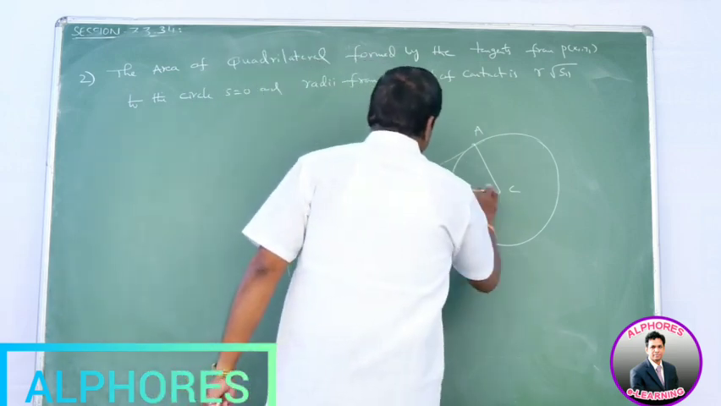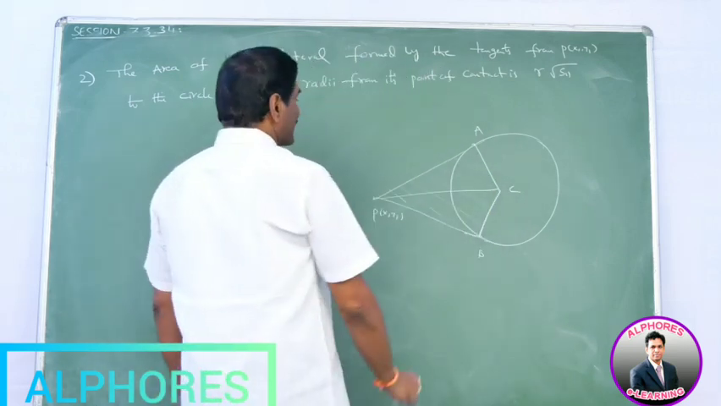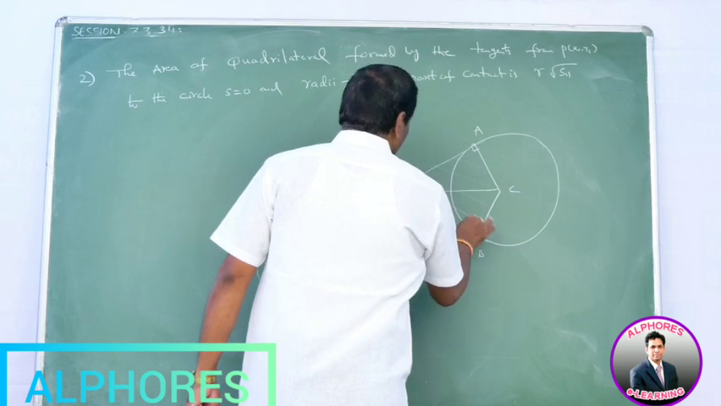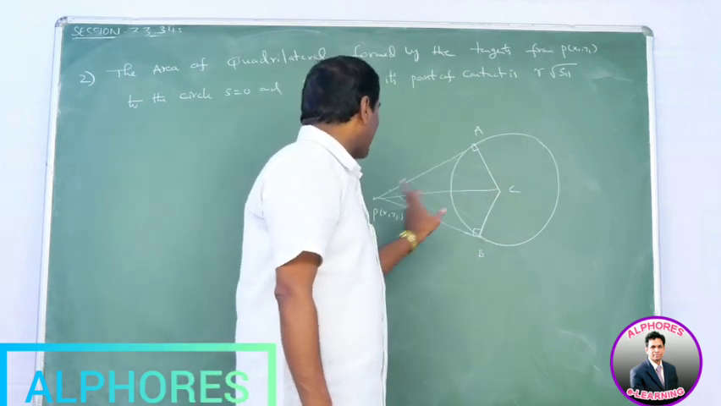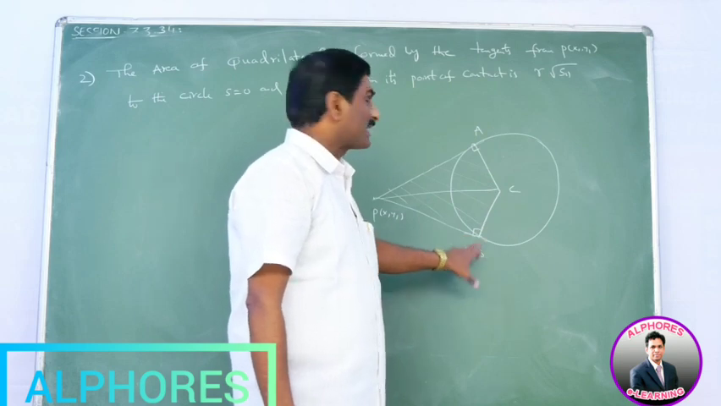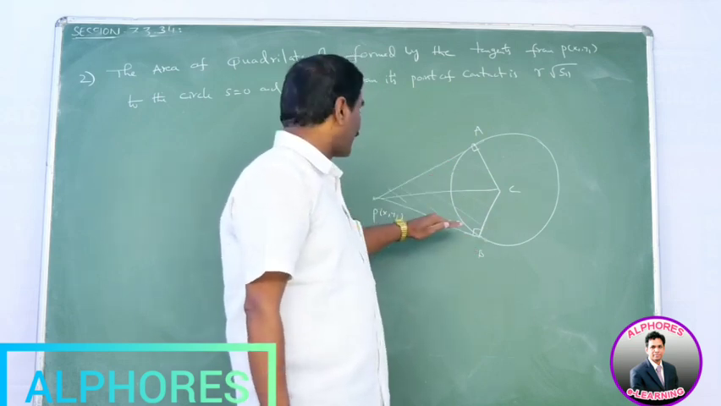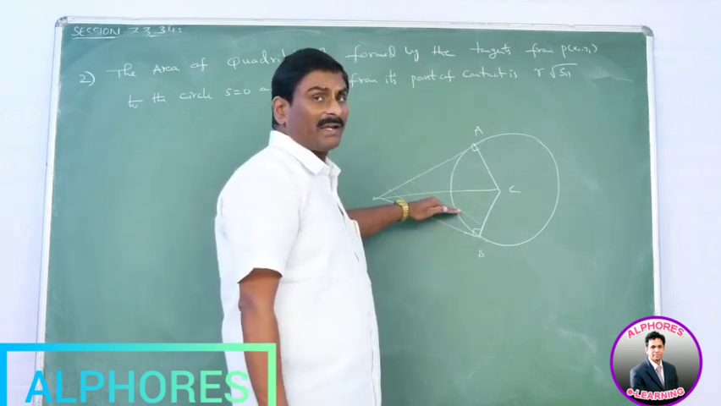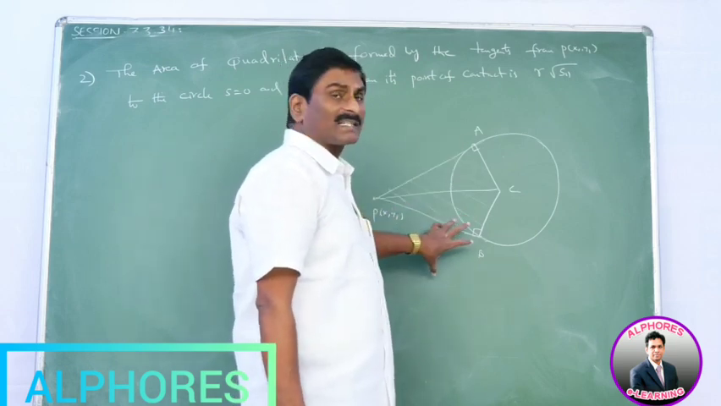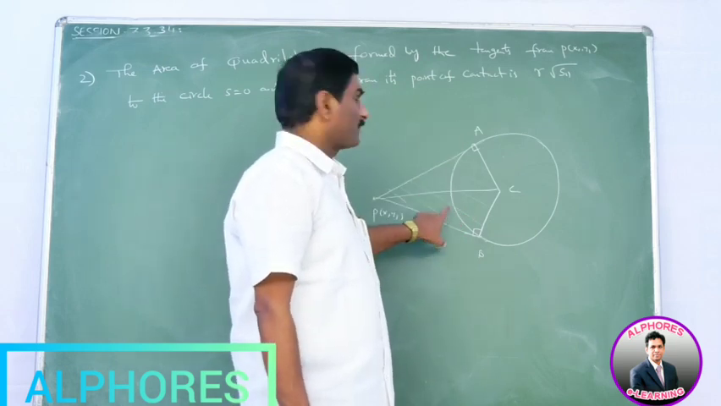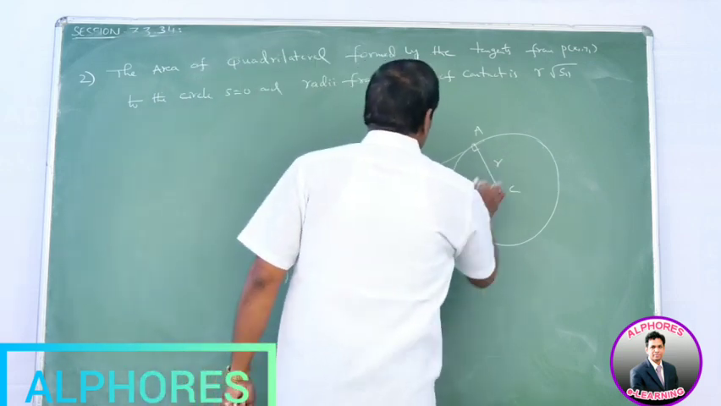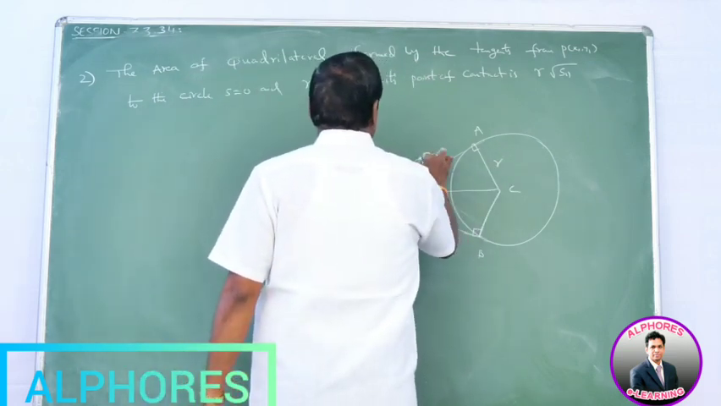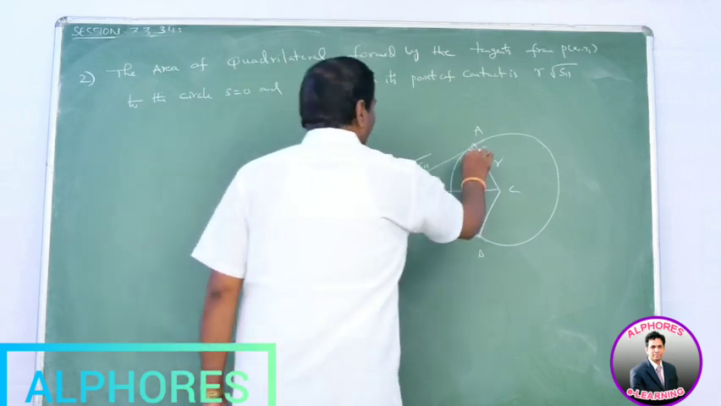Join PC. In the previous case, this angle is 90 degrees, this angle is 90 degrees. In the previous case we proved that triangle PAC is identically equal to triangle PCB. That means area of triangle PAC is equal to area of triangle PBC. So area of the quadrilateral is nothing but this area plus this area. That means 2 into the area of one triangle. Here, radius of the circle is r, and what is the value of PA? Length of the tangent is root s11.